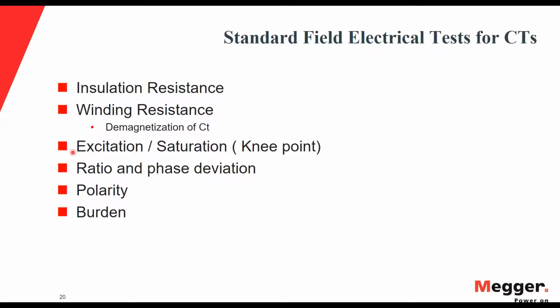Then you have the excitation test. This is what we refer to as the saturation or knee test in the American standards, IEEE. This test, in combination with the ratio errors and winding resistance, can give you your ALF or classification for your protection CTs. Then we have the ratio and phase deviation, and it's very important that I also include the phase deviation in my ratio, because it's actually part of your ratio, this phase deviation between your primary and secondary.